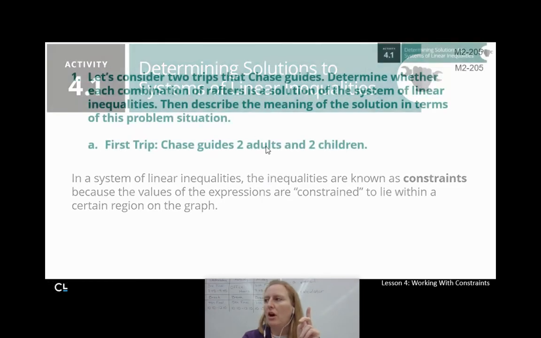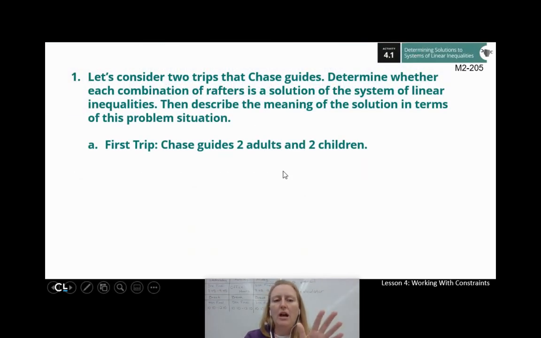We're on page 205 here. On page 205, for number 1, I have A and B, and I'd like you to consider 2 trips that Chase guides. I want you to determine whether each combination of rafters is a solution of the system of linear inequalities and describe the meaning of the solution in terms of the problem situation. So first trip, trip A. Chase guides 2 adults and 2 children. Is that going to meet the weight requirement? Is that going to meet the money requirement? That's the question. Go ahead, hit pause, see what you can do with this, and then hit play when you're ready to check your work.